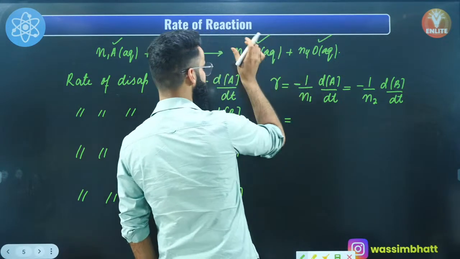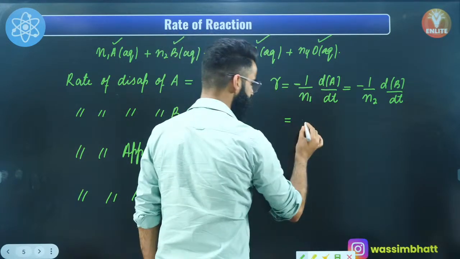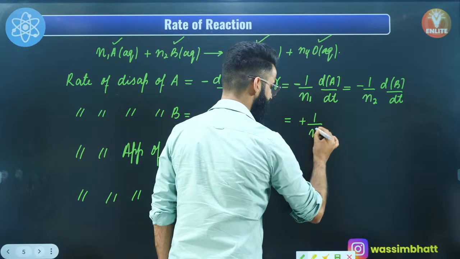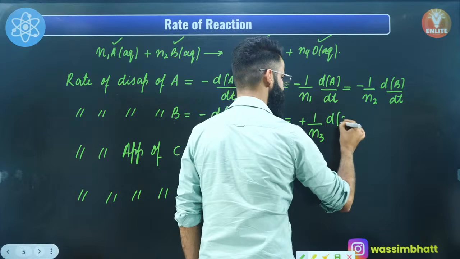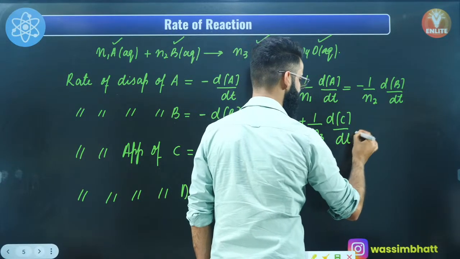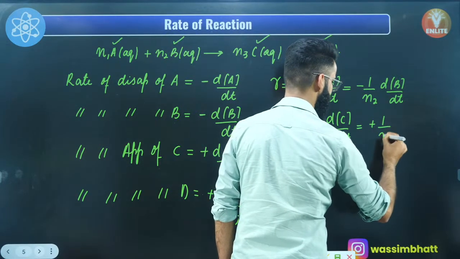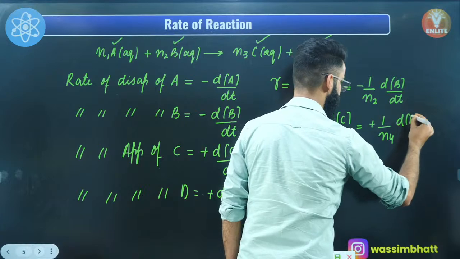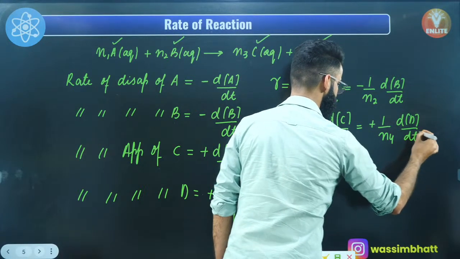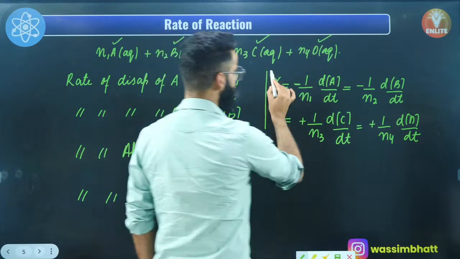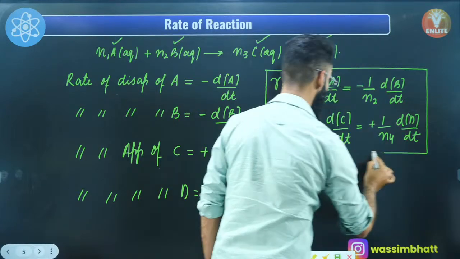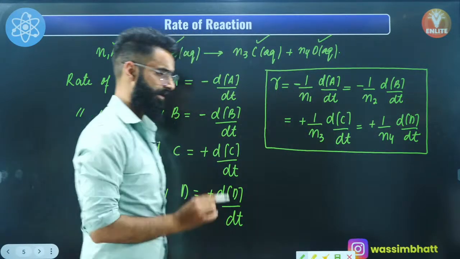Similarly, I can write it in terms of C as well. Since C is the product, I'll be starting with the plus sign: 1 divided by stoichiometric coefficient N3, change in the concentration of C divided by dt. Then I'll be writing plus 1 divided by N4, change in the concentration of D divided by dt. So people, this is how you write the differential form of rate with respect to any of the reactants or any of the products, right?